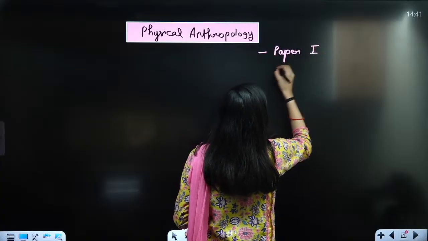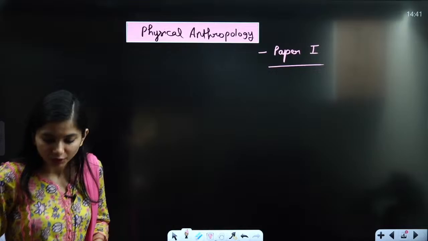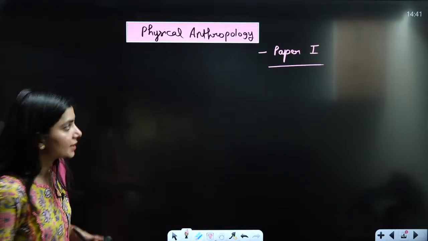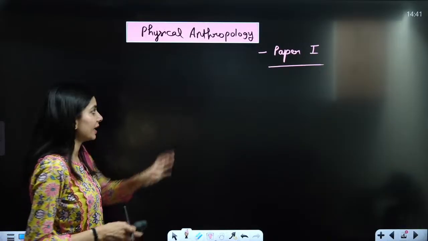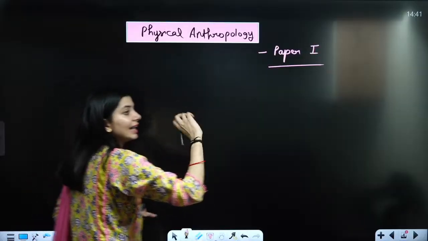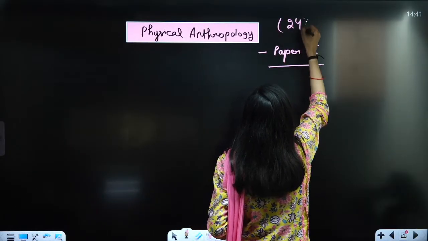And whenever you are starting preparing your notes, this simplified thing should be sorted in your mind. So, physical anthropology is constituting the paper 1, and out of this total syllabus, it is around 24%.